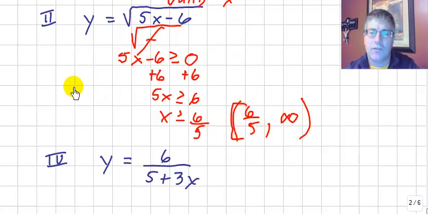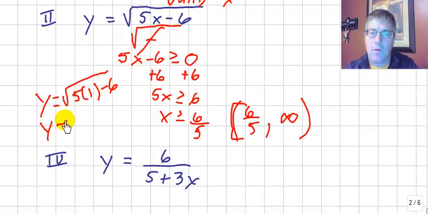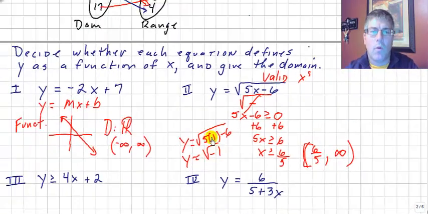6/5. So just for kicks, if I tried to take the square root of, and I put 1 in, 5 times 1 minus 6, y equals the square root of negative 1, well, I can't do that. So 1 is an invalid input. So only my valid inputs are 6/5 or greater.